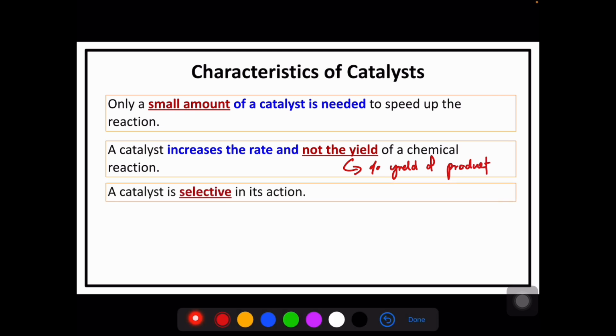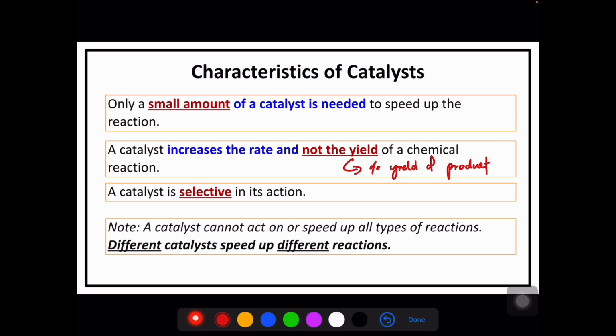A catalyst is selective in its action, so this means that a catalyst cannot catalyze all types of reaction. A specific type of reaction, let's say reaction A, can only be catalyzed by a catalyst A, for instance. Like just now, that particular reaction that you saw can only be catalyzed by manganese(IV) oxide, but not the other catalysts. Each catalyst can only work on a specific type of reaction.